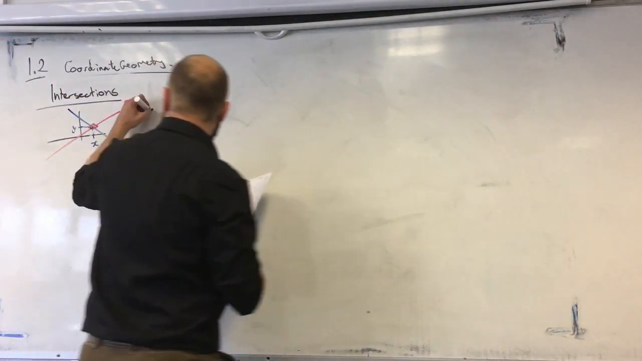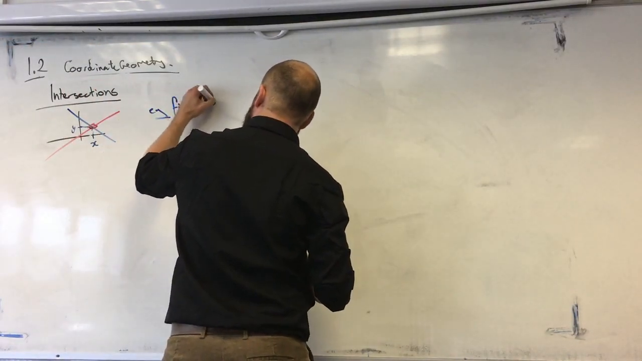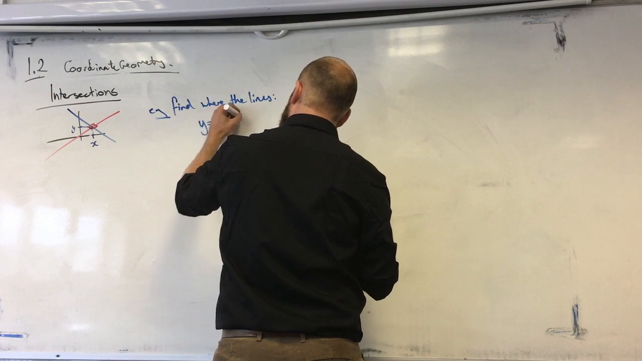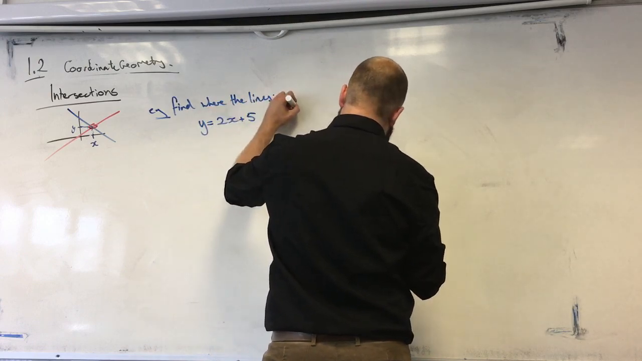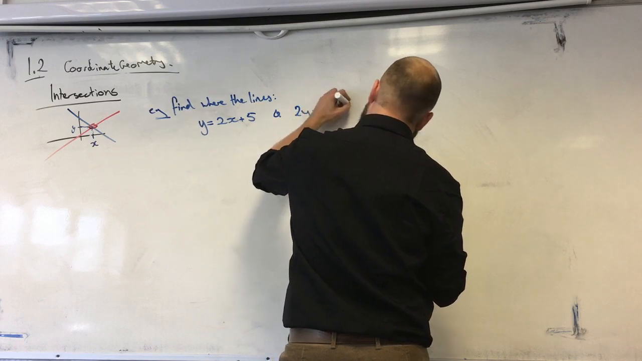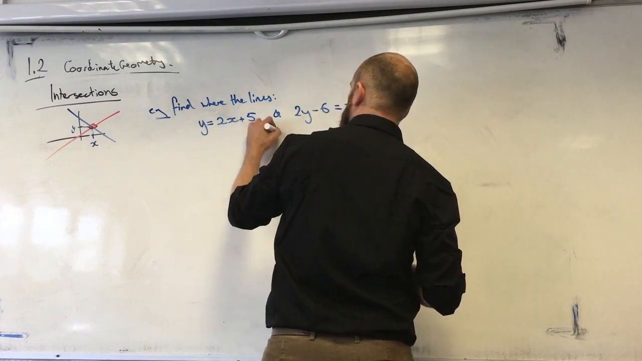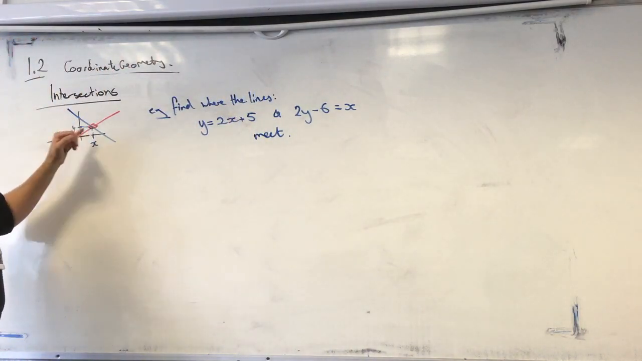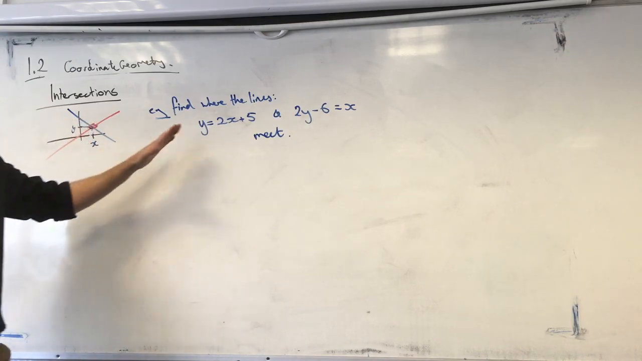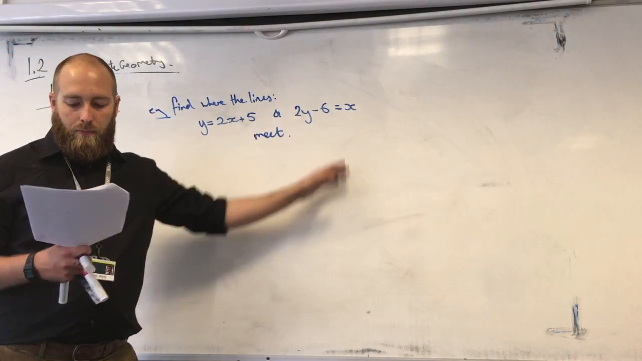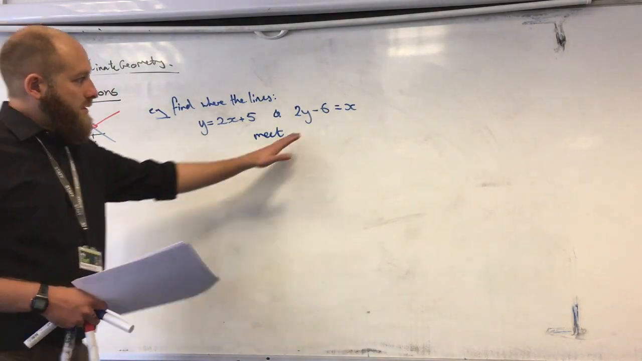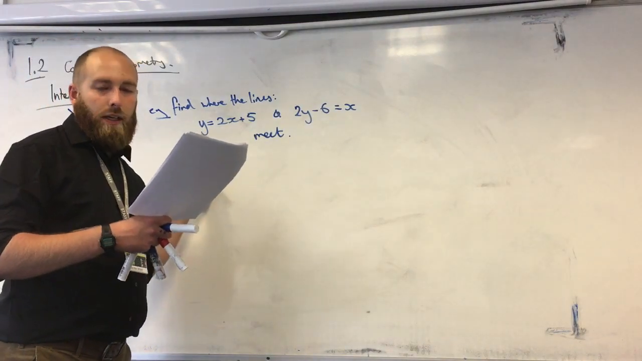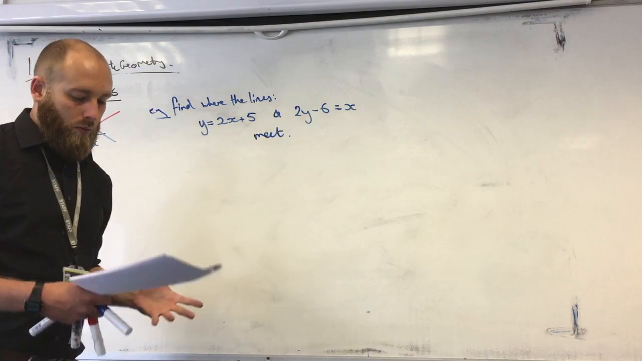So, e.g., find where the lines y equals 2x plus 5 and 2y minus 6 equals x meet. So what we're going to do, because they meet at the same points, we're going to say, well, the y coordinate is the same in both equations. So we're going to solve y equals for y equals. So if I rearrange this equation to get y equals, put those y values together, we can then solve it, find the x coordinate, and then put that back in to find the y coordinate.